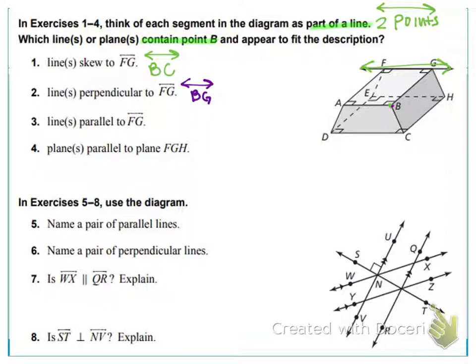All right, parallel to FG through point B. So parallel, do they have to be on the same plane? Yes. And then should they intersect? No. So what is parallel to FG through point B? AB.